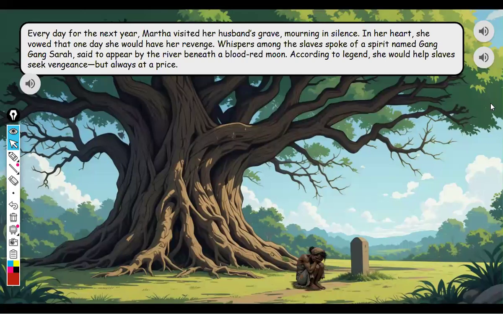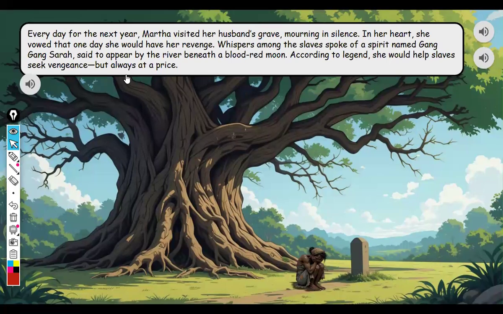Right, so Martha is obviously very, very sad here. Her husband was just found, and for no reason, she didn't get a proper reason. Every day for the next year, Martha visited her husband's grave, mourning in silence. In her heart, she vowed that one day she would have her revenge.